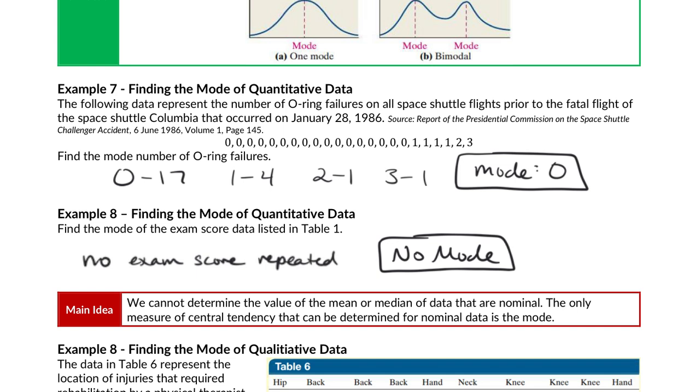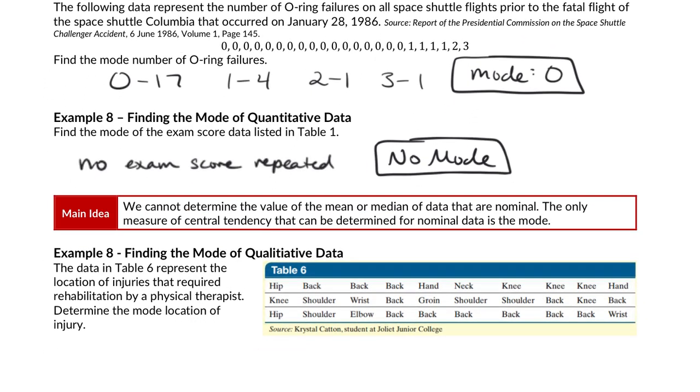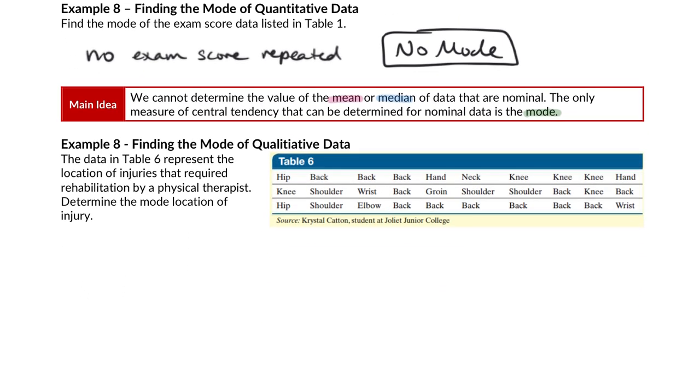Now, it's important to point out that we cannot determine the mean or the median, what we did on the other pages, of data that are nominal. If we remember our ranks of data, nominal was the one that was just categorized with no ranking system. The only measure of central tendency that can be determined for nominal data is the mode. So if we throw it back to our PT example, the data in Table 6, remember this one from when we did the frequency distribution, represents the location of injuries that required rehabilitation by a physical therapist. Determine the mode location of injury.